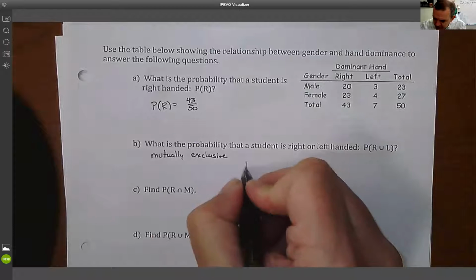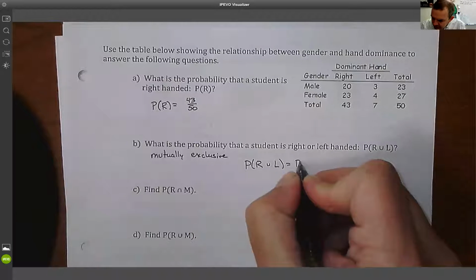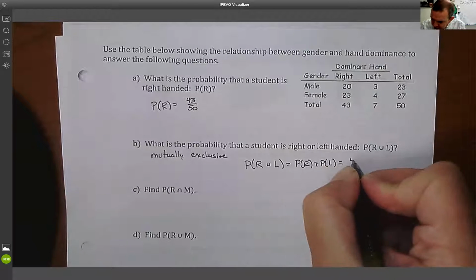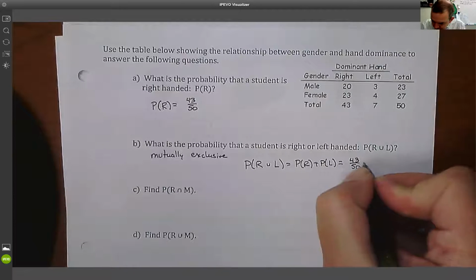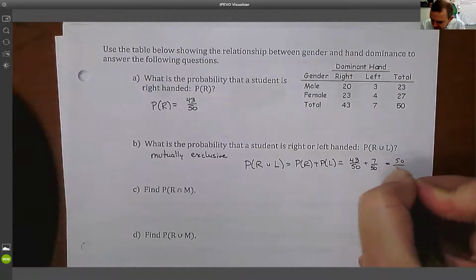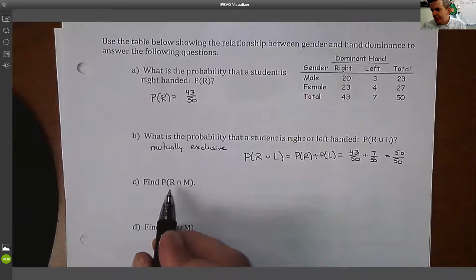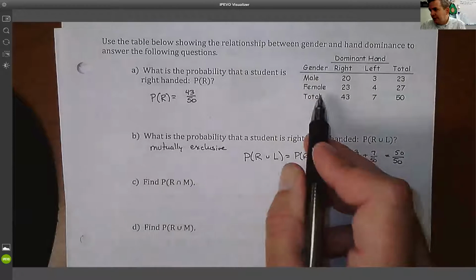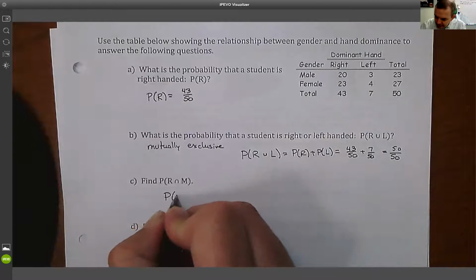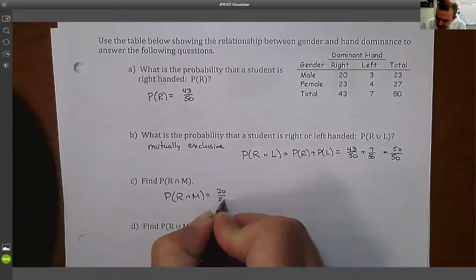So what that says is the probability of being right- or left-handed is the probability of right plus the probability of left. So it's 43 out of 50 plus 7 out of 50, which is going to give us 50 out of 50. Next, the probability of being right-handed and male. So you're a right-handed male, that's the 20 out of the 50. So the probability of being right-handed and male is 20 out of 50.